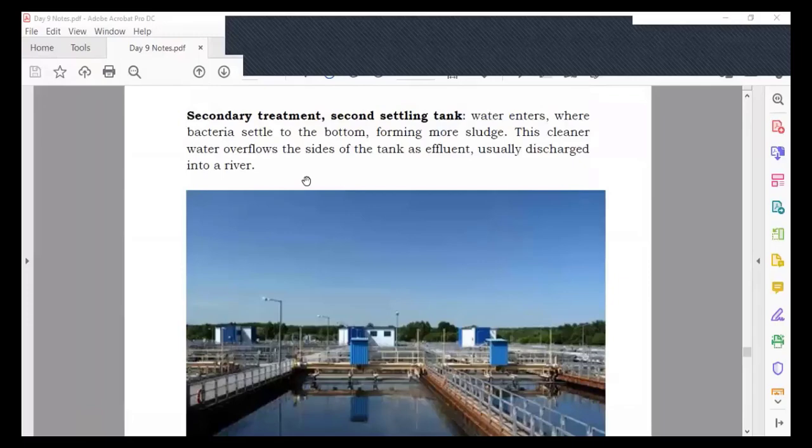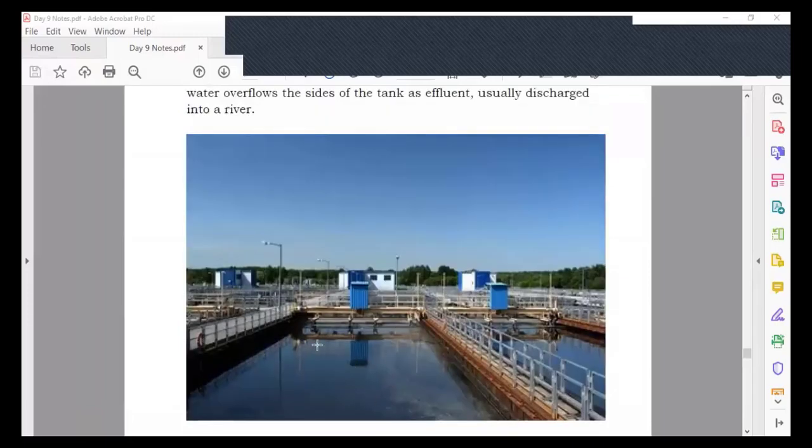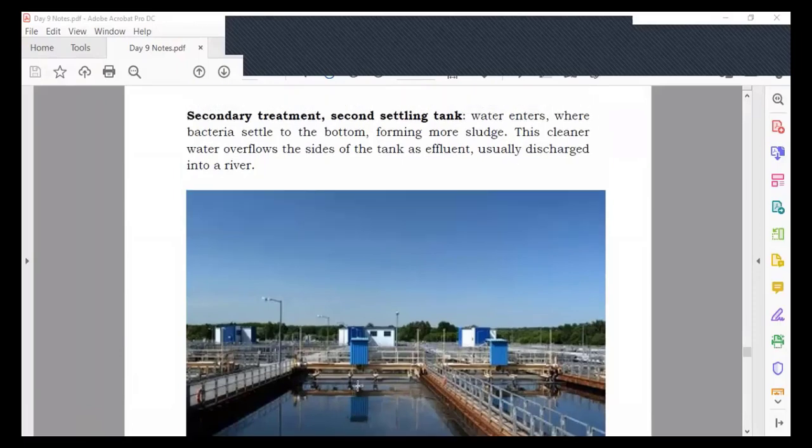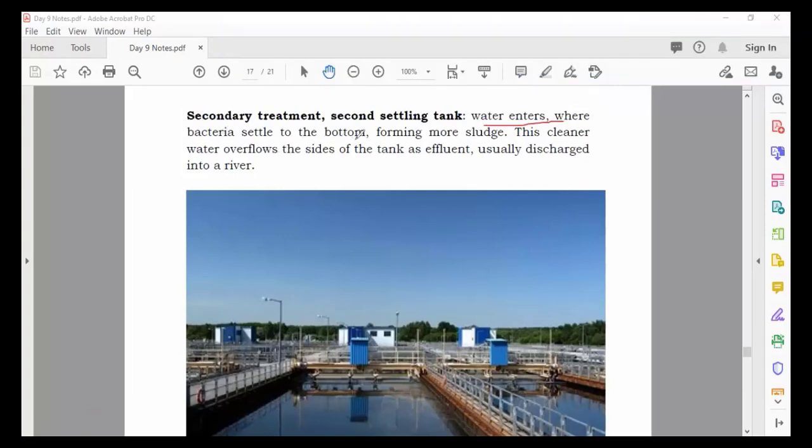After that, you have secondary treatment, the secondary settling tank. It means after that, water will come to another tank. And in this tank, again, water is allowed to stay there. What will happen? Here they're saying that water enters where the bacteria settle to the bottom, forming more sludge. The cleaner water overflows the side, and the clean water goes from above to other sides. So this is also like a sedimentation process.